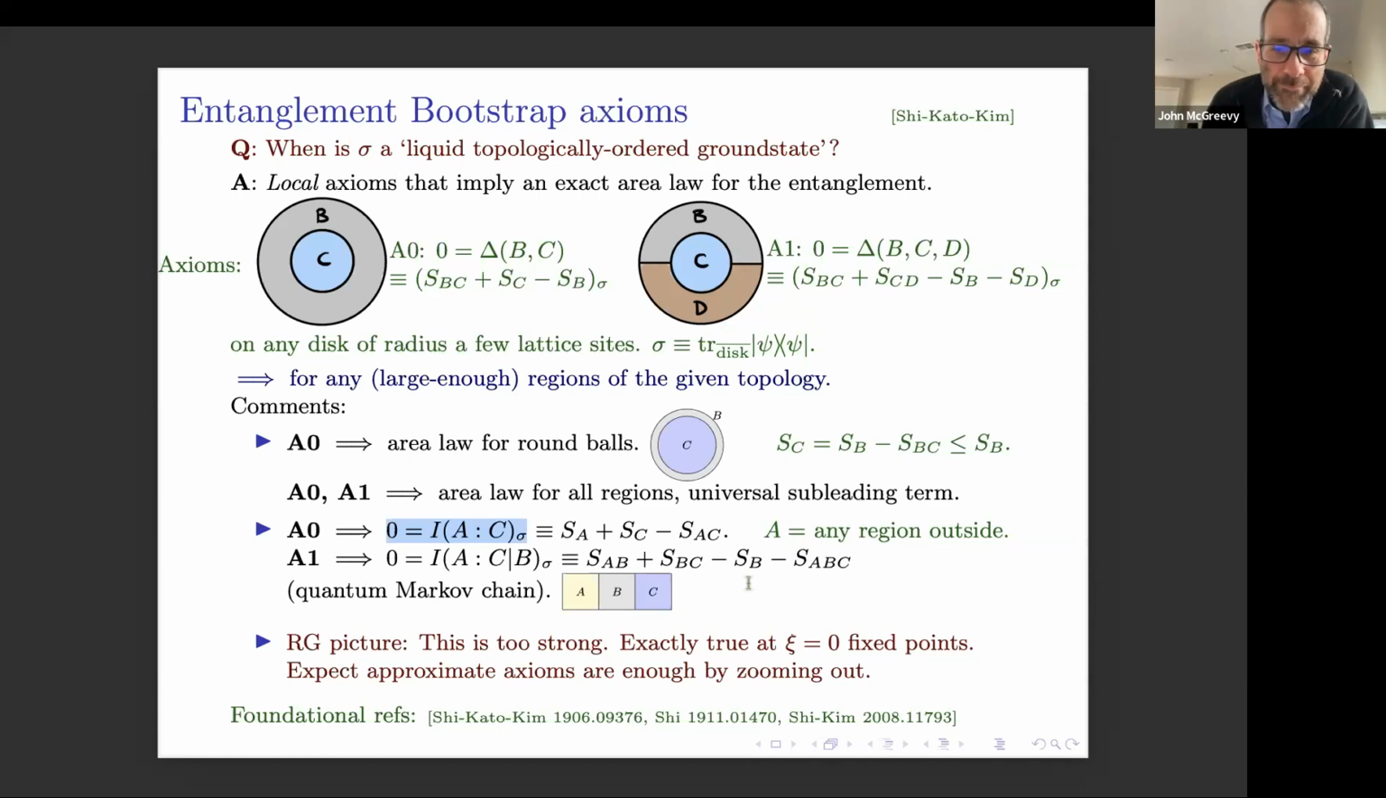So in the discussion that follows, I'm going to assume the exact axioms. The version of the theory where the axioms are only approximate, the robust entanglement bootstrap, is something that remains to be worked out. It's an interesting problem.